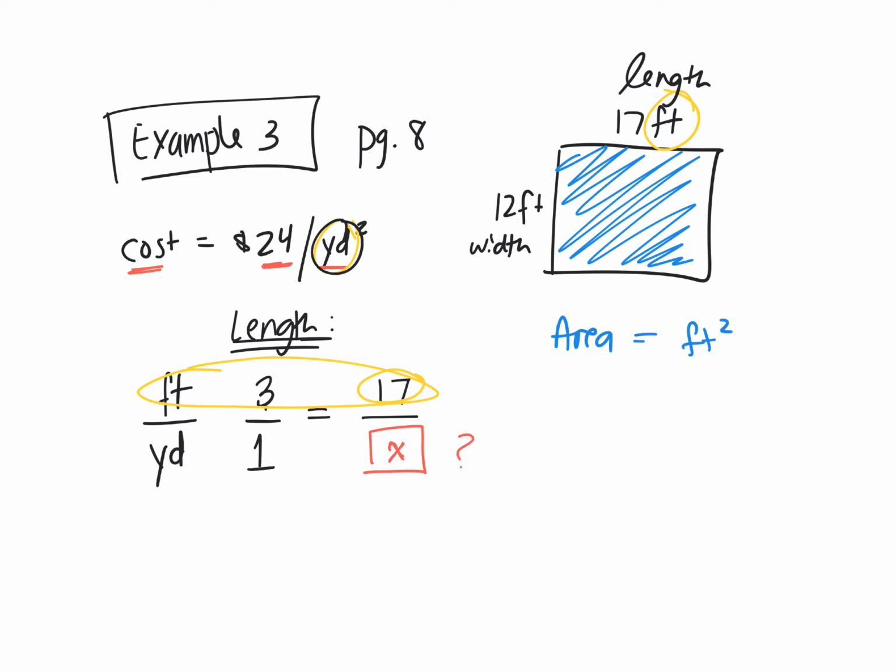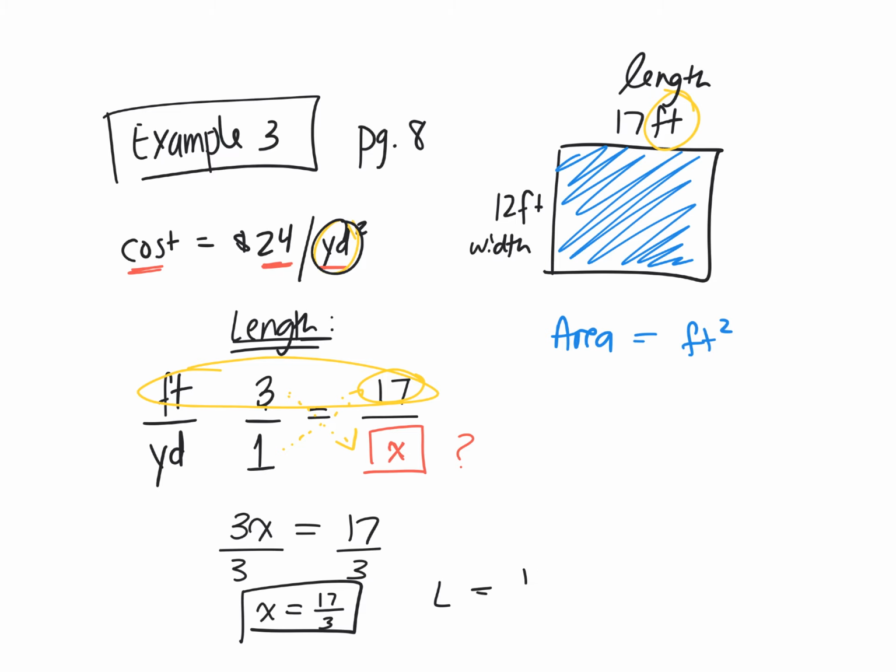So what was the method I taught you yesterday? Cross multiply. 3 times x is what? 3x equals 1 times 17. 17. How do I isolate x? Divide by 3. What's x equal to? Let's leave it as 17 over 3. So the length of the carpet is 17 over 3 yards, right?